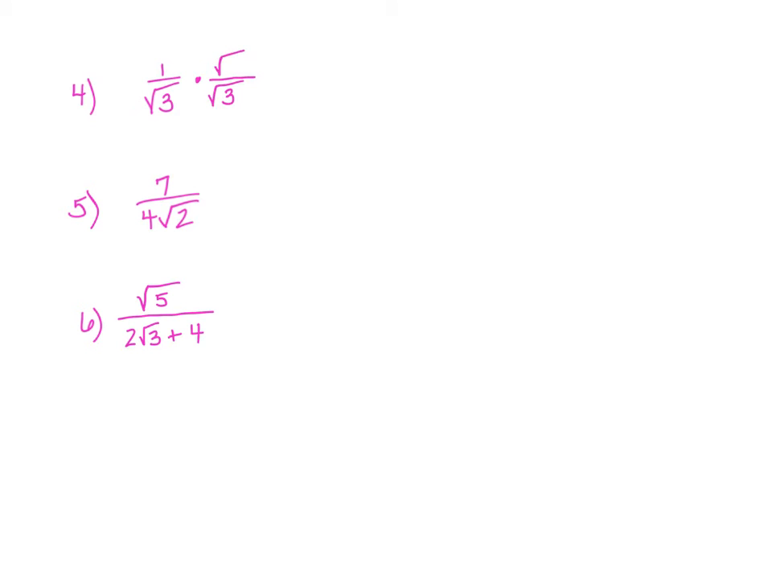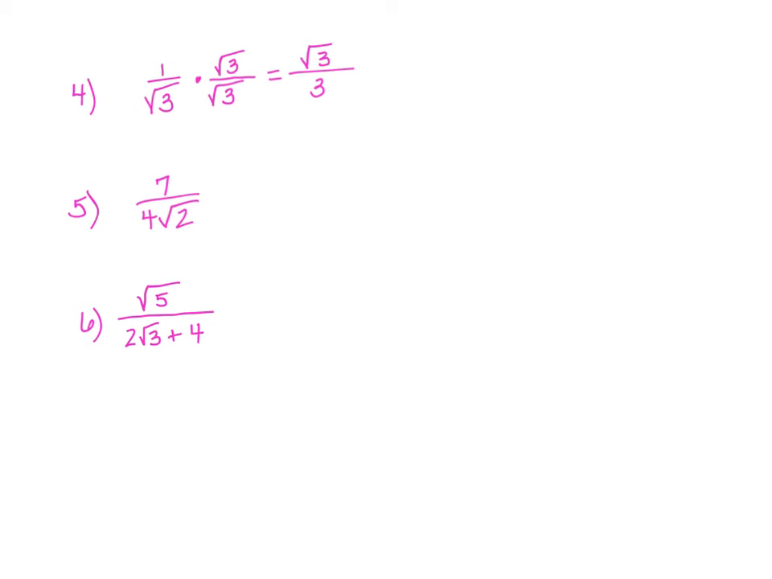So I'm going to multiply both the top and the bottom by that radical. On the top, 1 times the square root of 3 would just give me the square root of 3. Now on the bottom, the square root of 3 times the square root of 3 would give me just 3. Those radicals cancel out, and you're done.